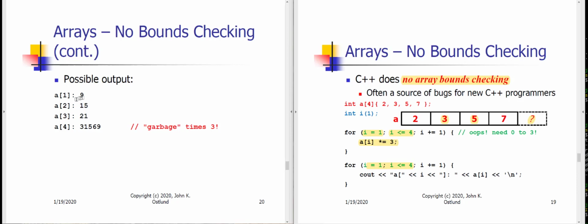So our output might possibly look like a sub 1 is 9, a sub 2 is 15, a sub 3 is 21. Those are the good values of a, and then we might get a sub 4 is some garbage value. If we look at our output carefully, we may notice that that looks awfully fishy, and we may realize that we've created a bug in our code. But sometimes we just overlook things like that and only discover the problem later.